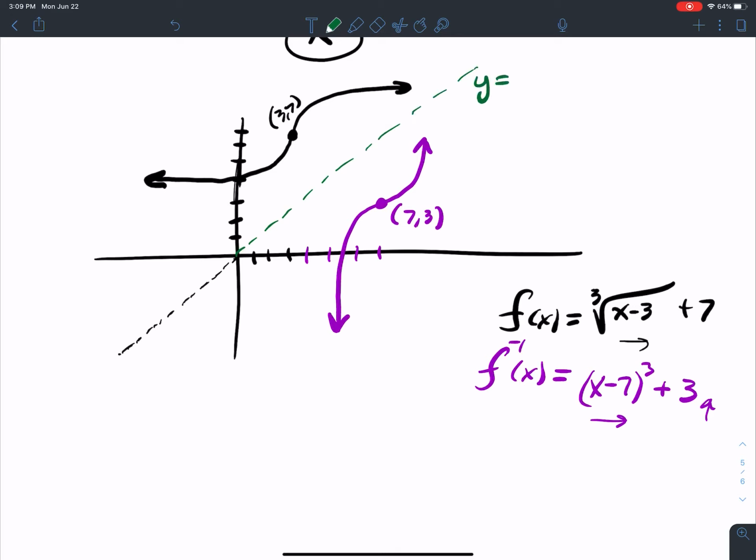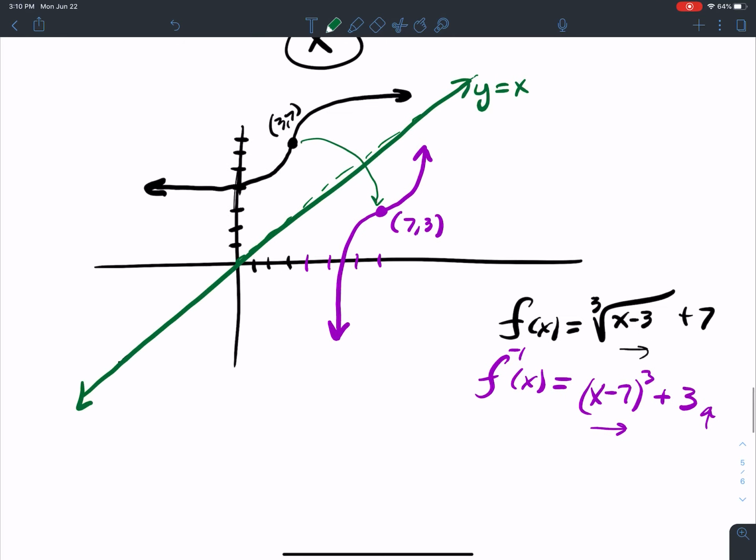All right, so it's a reflection across the line y equals x. So obviously when I compose them, they will give me a point on this line here. That's why f of f inverse of x is equal to x. When I compose the two functions, they give me a dot on the curve. So that's the idea there.